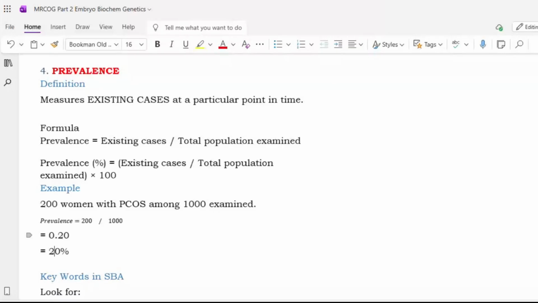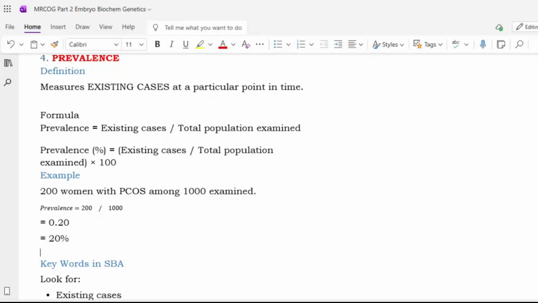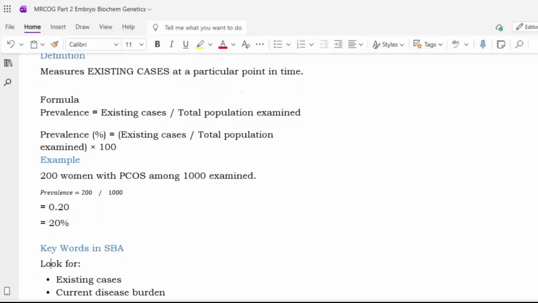So prevalence is the total existing cases divided by the total population. Prevalence in percentage will be existing cases divided by the total population multiplied by 100. Suppose 200 women with PCOS are there among the 800 women who are examined. Then the prevalence will be 200 divided by 1000, that is equal to 0.2 or 20%. Okay, so that is how you calculate the prevalence. Prevalence is the total of the existing cases.